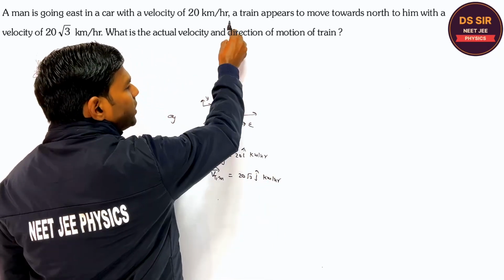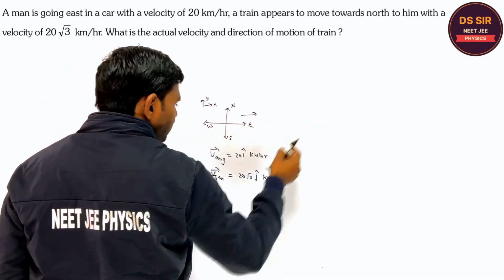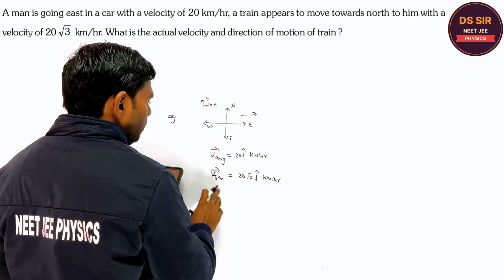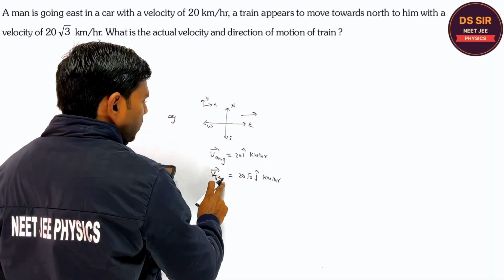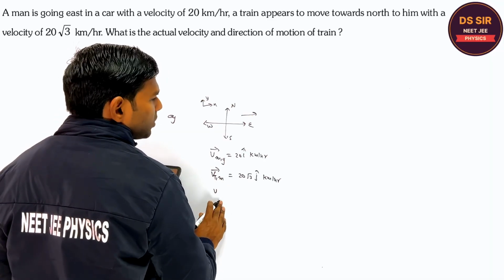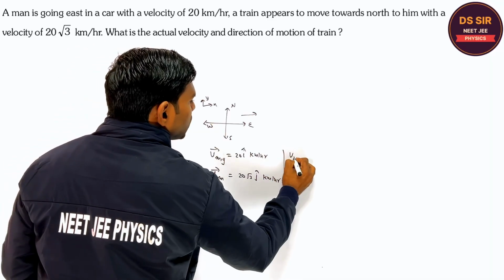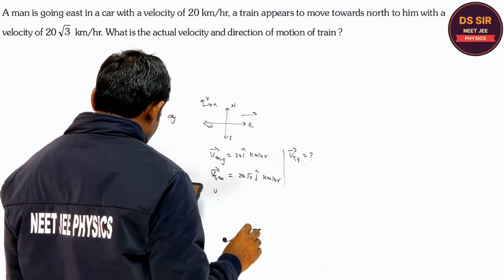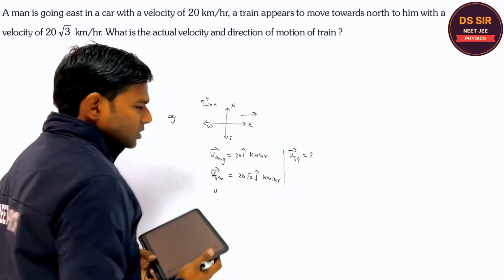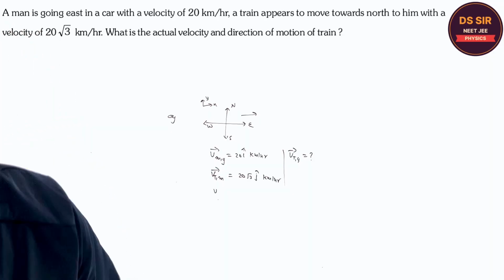The train is moving in this direction, the person is moving in this direction, right? The train appears, meaning train with respect to man, and we have to find what? We have to find the actual velocity of the train with respect to ground. What is the actual velocity, and the direction also, we have to find. Is it clear or not?